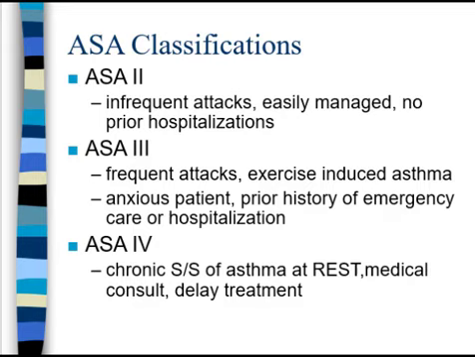So here are ASA classifications. ASA2: infrequent attacks, easily managed, no prior hospitalizations. ASA3: frequent attacks, exercise-induced asthma, the anxious patient, prior history of emergency care or hospitalization. And then ASA4: chronic signs and symptoms of asthma, even at rest, with no stress, no exertion. ASA4, they'll need a medical consult and you'll need to delay treatment.